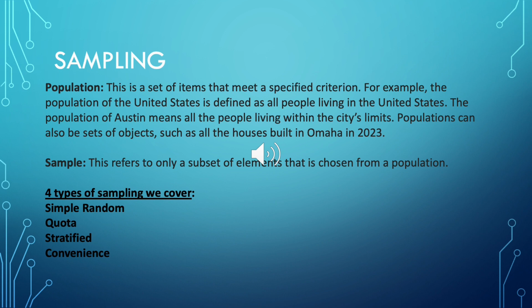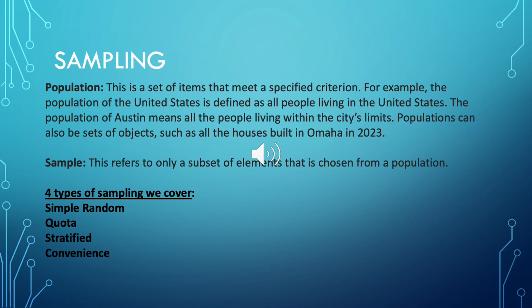But a sample refers to only a subset or a small piece of elements chosen from a population. It's oftentimes difficult to reach an entire population, so the sample saves time, money, and there are other reasons why we would choose a sample over trying to get in touch with or find the entire population.